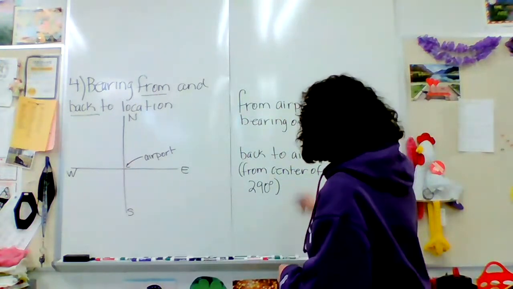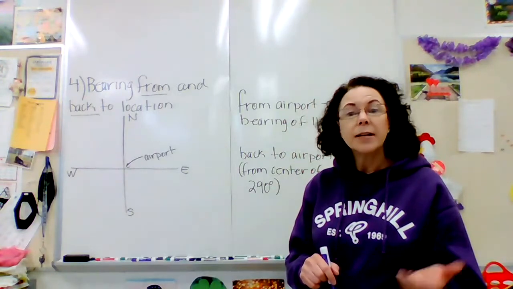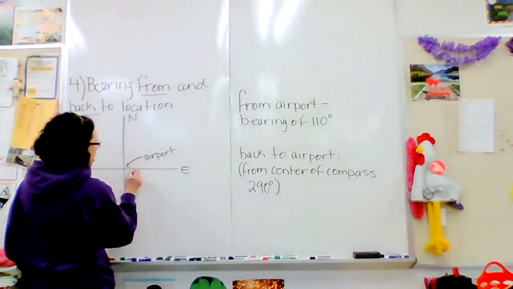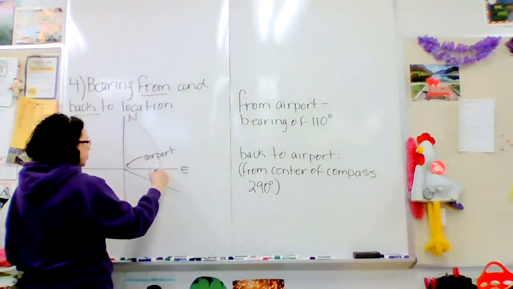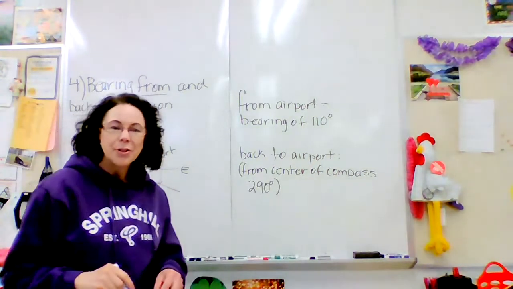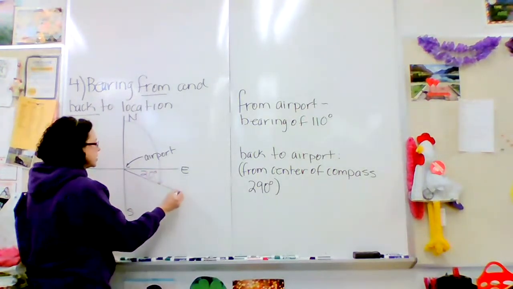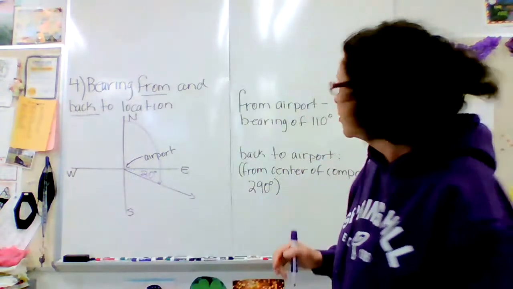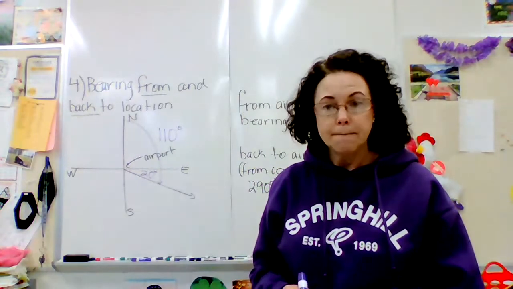Let's say your bearing from an airport is 110 degrees. When it says that, of course, that is east of north. So a bearing of 110 degrees would be right here: 90 degrees plus 20 more. So this is actually a 20-degree angle if we were concerned about our trig, but this is our bearing. If you are flying from the airport at a bearing of 110 degrees, that is your direction.